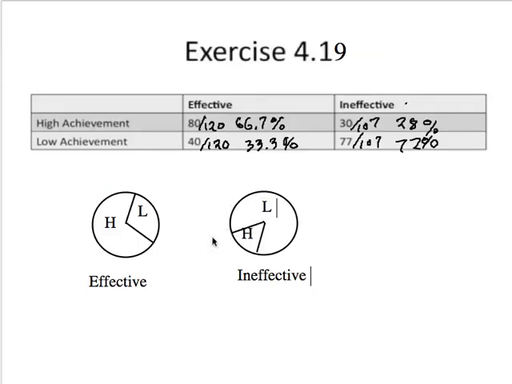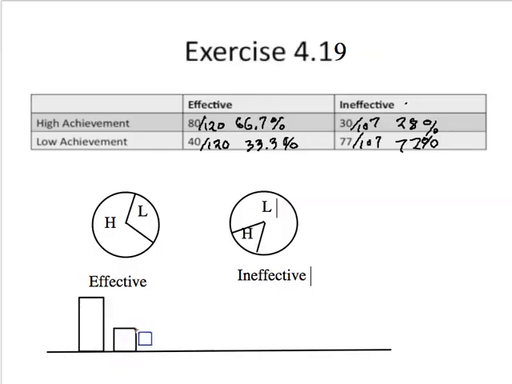Another way you could have done this is using bar charts. So I'm going to do bar charts down below, again keeping effective and ineffective in the same column here. Let's just go ahead and make myself an axis here. And we can make ourselves a couple of rectangles here. So in this case, I'm going to do that rectangle for high achieving, and that rectangle would be for low achieving, and then over here this rectangle would be for the high achieving, and this rectangle would be for the low achieving.